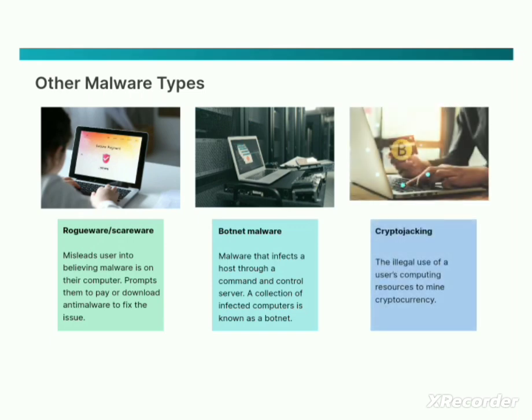Cryptojacking is the illegal use of computing resources to mine cryptocurrency. Attackers use malware or scripting to hijack a computer. For example, CoinHive was a cryptocurrency mining service that allowed website owners to embed JavaScript code on their websites, which hijacked the resources of connected computers for crypto mining purposes. This type of exploit is called in-browser mining.